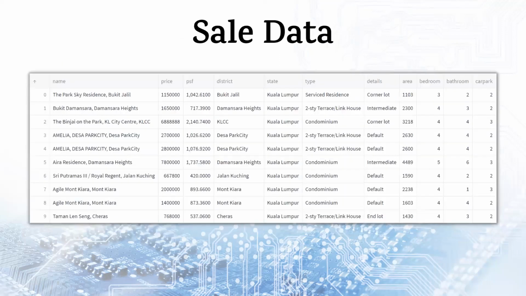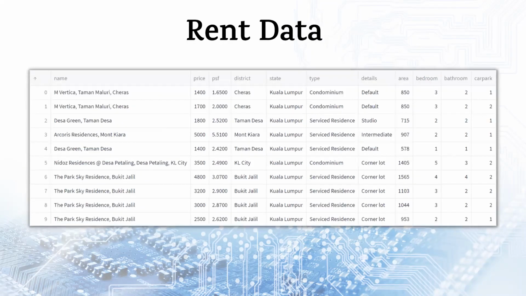So first of all, we have the sale data set. As you can see here, there's 11 columns of data, and the price is a 6 to 7 digit figure, which makes sense. Then we have the rent data set, which also has 11 columns of data, and the price being a 4 to 5 digit number.